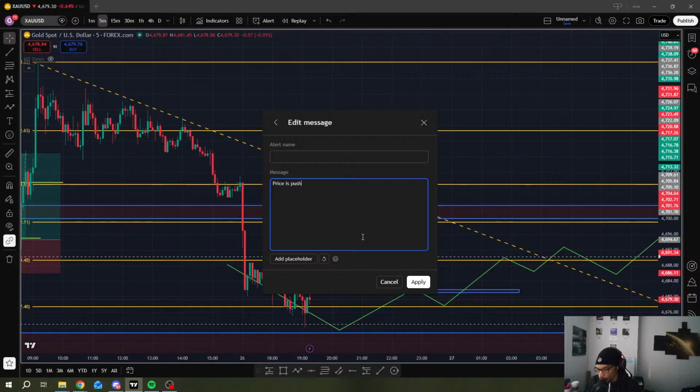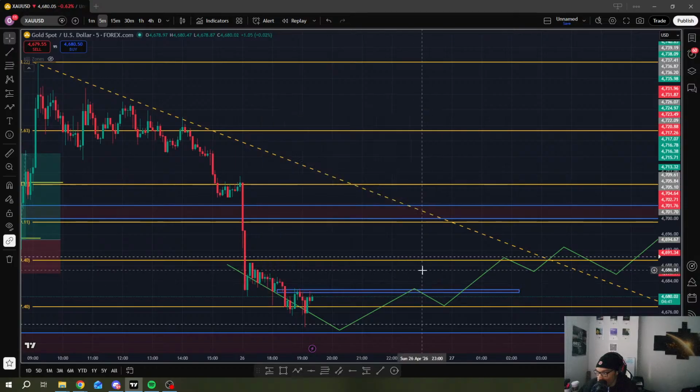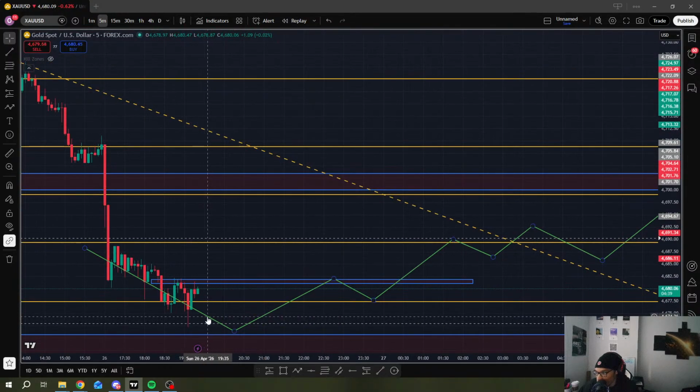Price is pushing to the upside. Watch this area for strong momentum. Bang. All right. So now we have our play.